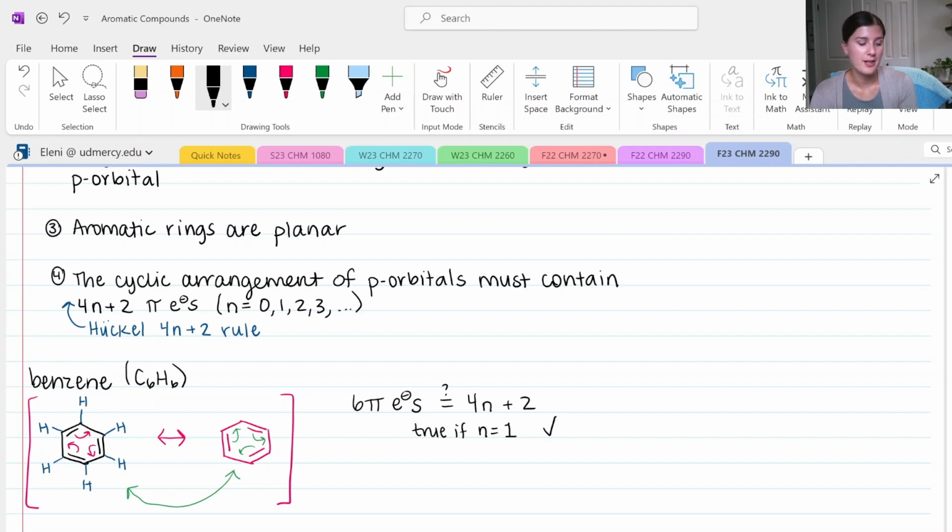So we have a planar molecule. All carbons in the ring are sp2 hybridized, so each one has an unhybridized p orbital, and we have 4n plus 2 pi electrons where n is equal to 1. That means this is aromatic.